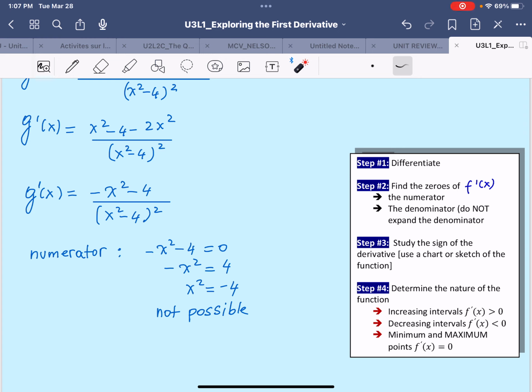Now, let's think a little bit about this. If there are no zeros to a numerator, which, by the way, is in quadratic form, whose graph is in parabolic shape, so it goes either this way or this way, then what is the sign of this expression? Graphically speaking, if a parabola has no zeros, then either the parabola is opening up without touching the x-axis, or opening down without touching the x-axis. So these are the two different cases.